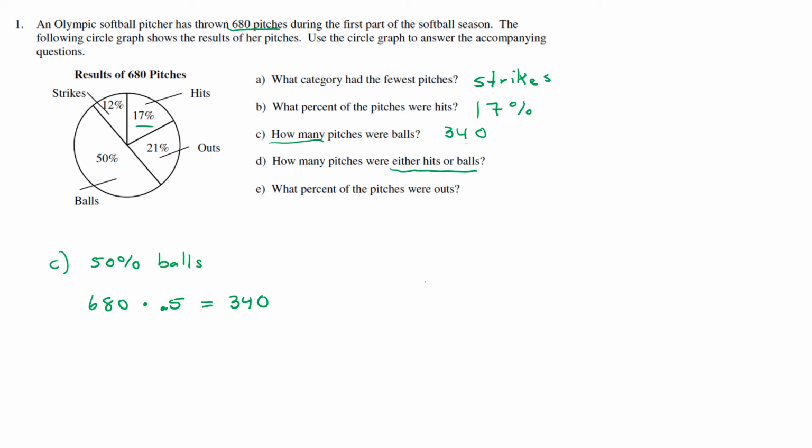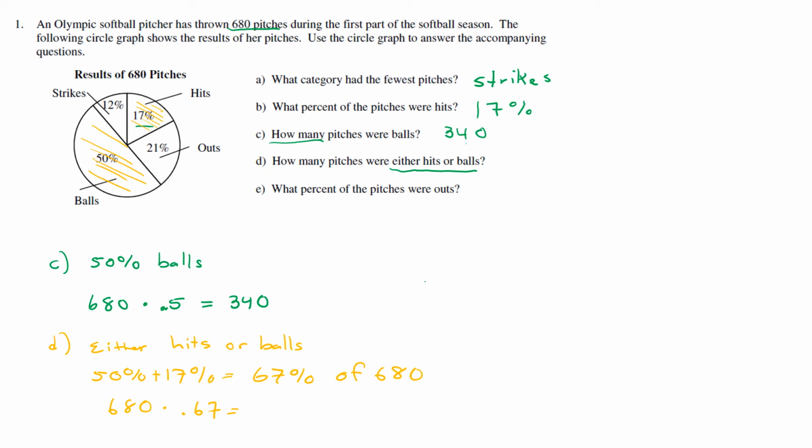How many pitches were either hits or balls? So if it's either hits or balls, we want our hits and our balls. So that means that we want either hits or balls. So we actually want 50% plus 17%. So we want to know 67% of 680. Alright, so this is going to be 680 times 0.67. Remember, we moved that decimal 2 places to change the percent to a decimal so that we can multiply.